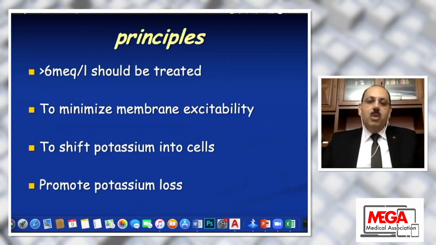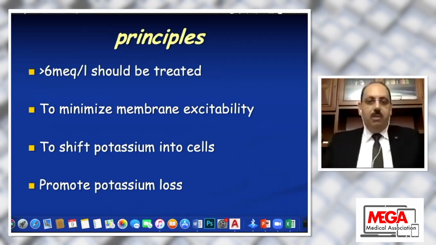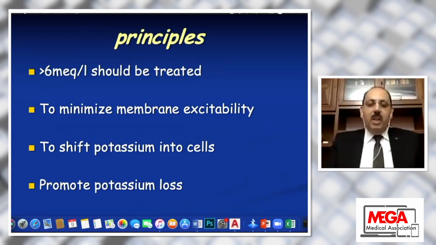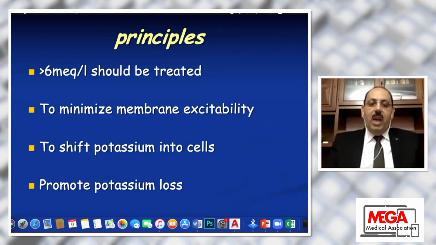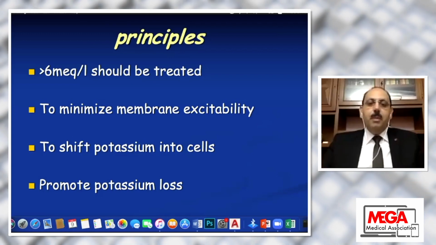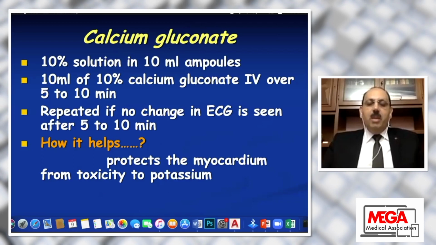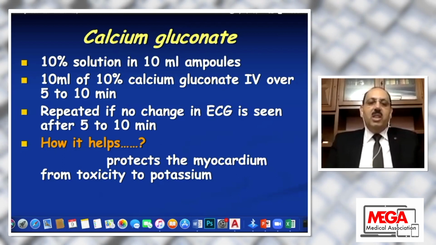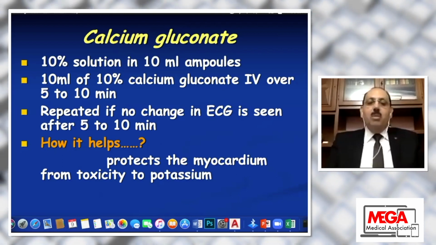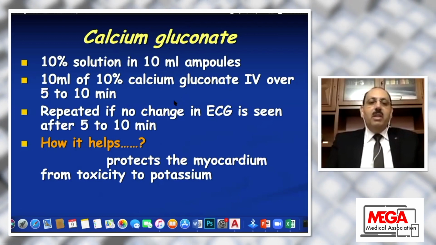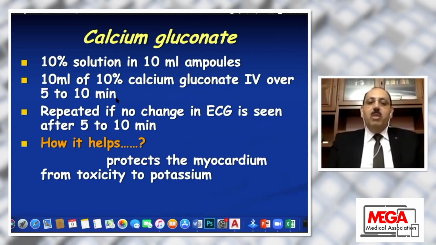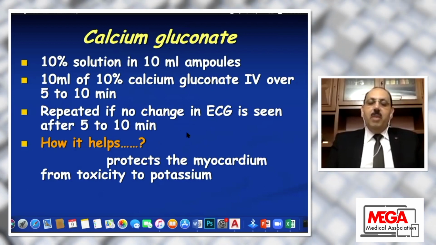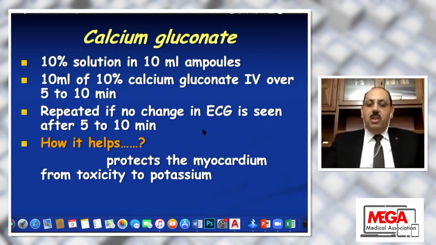The principle, we should start treatment if potassium is higher than 6 milliequivalent per liter in order to minimize membrane excitability, to shift the potassium into the cell and promote potassium loss. First, calcium gluconate in order to protect the myocardium from the toxicity of potassium. We use ampoules, 10 ml calcium gluconate given by infusion over 5 to 10 minutes under ECG monitoring, and then it can be repeated according to the ECG changes.